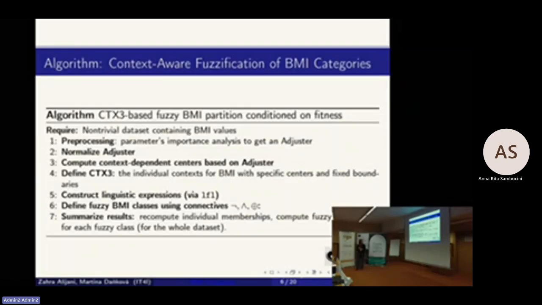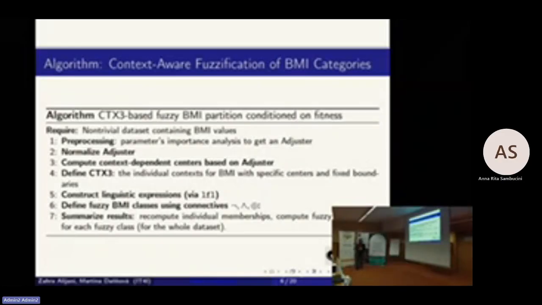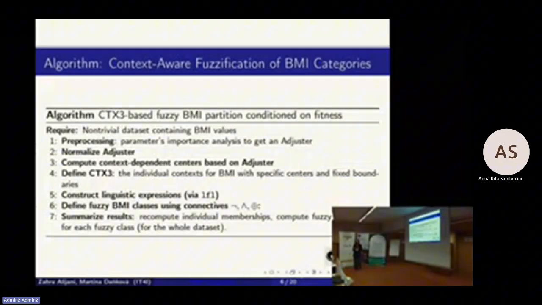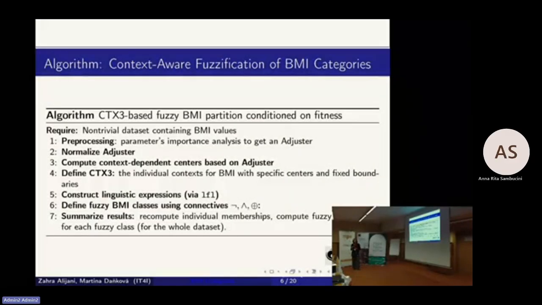Then we construct the linguistic expressions with the package LFL and define fuzzy BMI classes using the connectives negation, conjunction, and disjunction, and summarize the result by recomputing the individual's membership and fuzzy cardinalities for each fuzzy class for the whole data set.